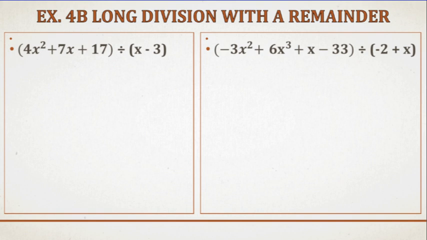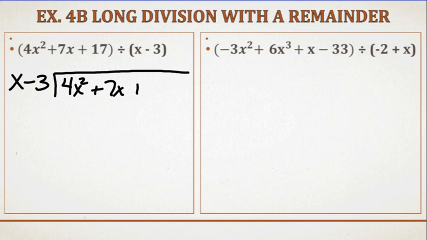Now look here, I'll write this problem out. We have x minus 3, and we're dividing there. I got 4x squared plus 7x plus 17. I want to see what do I multiply x by to get 4x squared. I can multiply that by 4x. 4x times x is 4x squared. 4x times a negative 3 is a negative 12x.